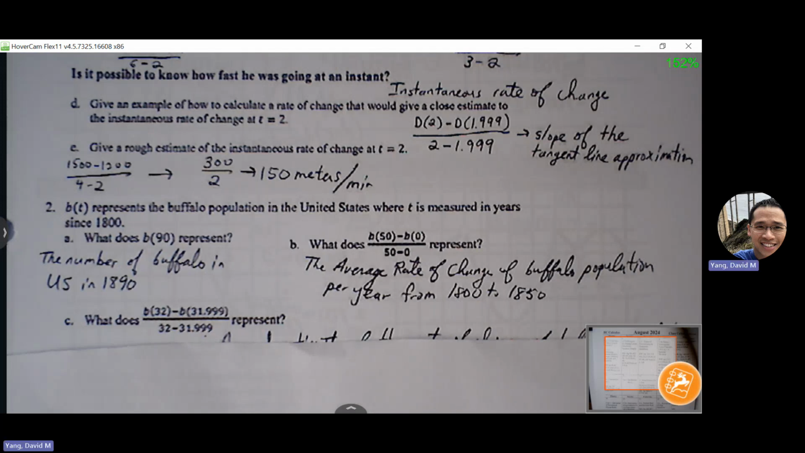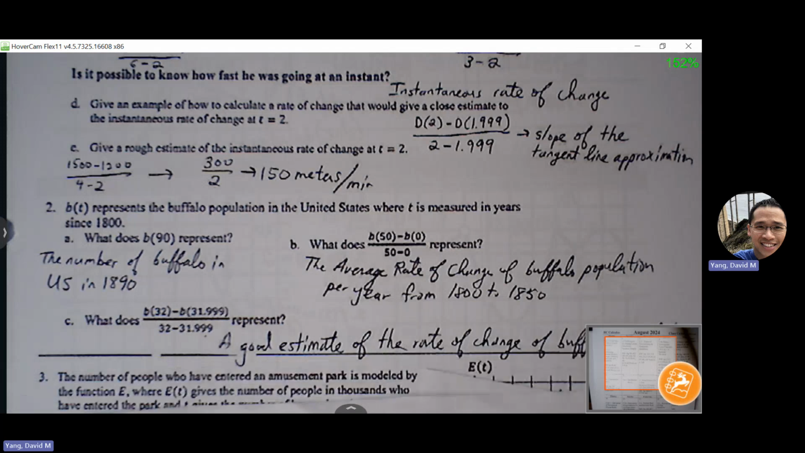So what is part C? What is that trying to represent for us? B of 32 minus B of 31.999 divided by 32 minus 31.999. It's trying to give us an instantaneous rate of change in buffalo population in that year, right?